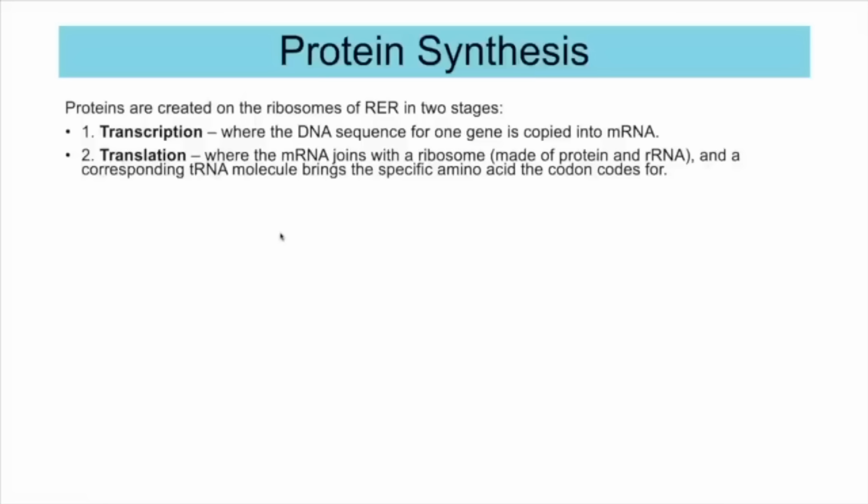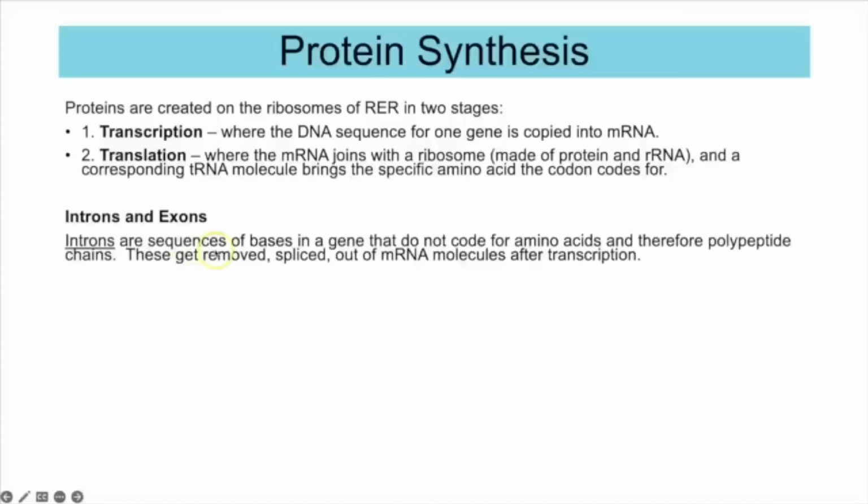And that's what we're going to have a look at, these two processes in detail. There are a couple of key terms though that you need to be familiar with to fully understand this topic. And the first is introns and exons. Introns are the sequences of bases in a gene that do not code for amino acids, and therefore they don't get coded for to create anything in the polypeptide chain.